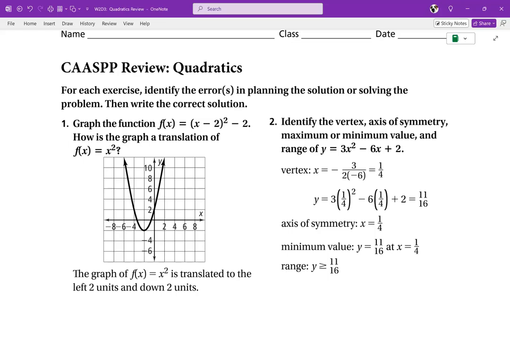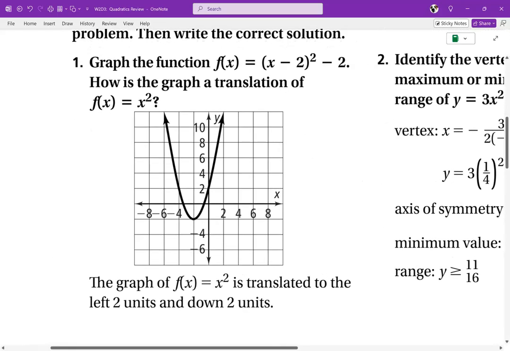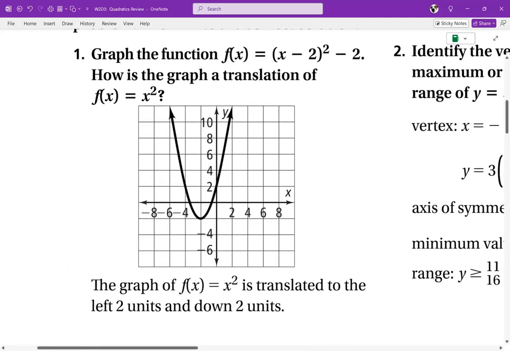Okay. So according to the first problem, they said graph this function f of x equals the quantity x minus 2 squared minus 2. How is the graph a translation of f of x equals x squared? In other words, how does it move? And they said the graph of f of x equals x squared, so the original graph, is translated, so it's moved left 2 and down 2. Okay? It says you're supposed to move it left 2 and down 2.